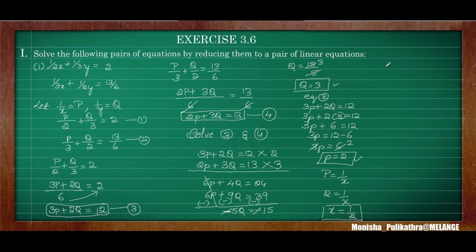So next, q. So q is equal to, what we have substituted, q is equal to 1 by y. So q is equal to 1 by y. The value of q is 3. 3 is equal to 1 by y. But we need the value of y here. So if we take a reciprocal, then it will become 1 by 3. So y is equal to 1 by 3. So the value for x and y is, x is equal to 1 by 2 and y is equal to 1 by 3.